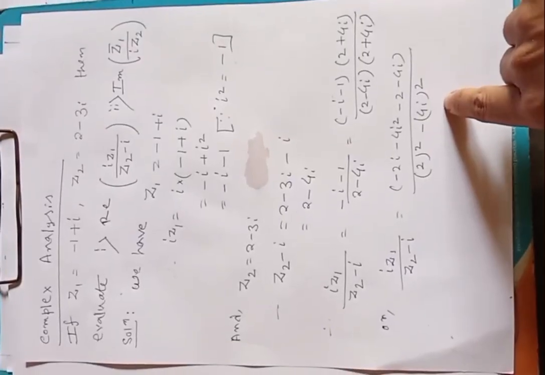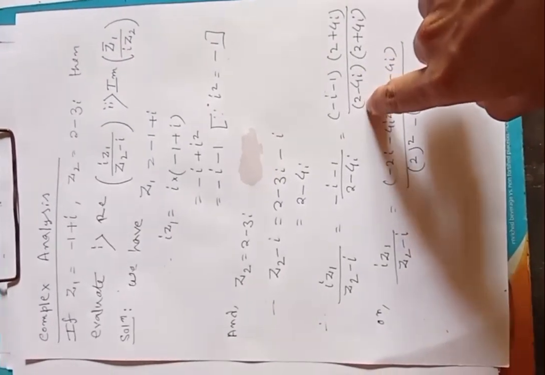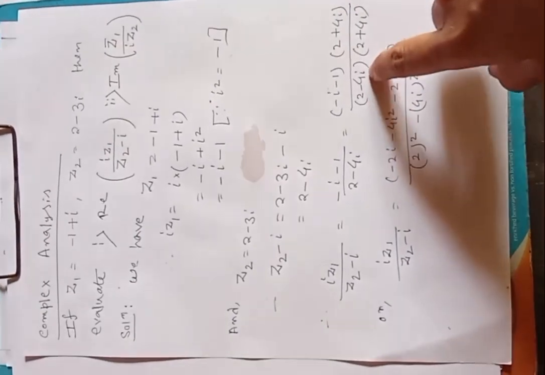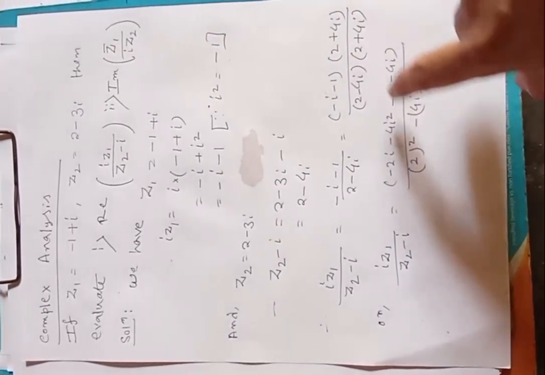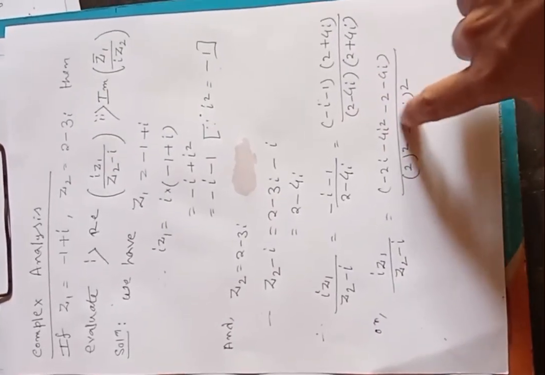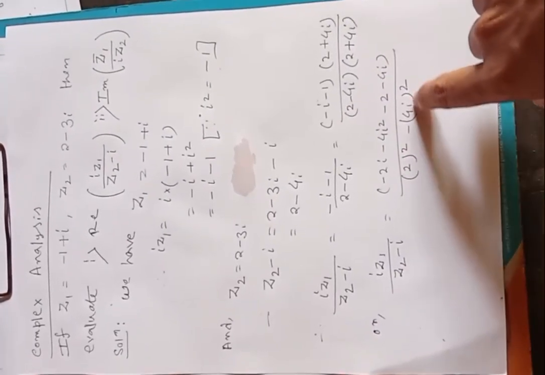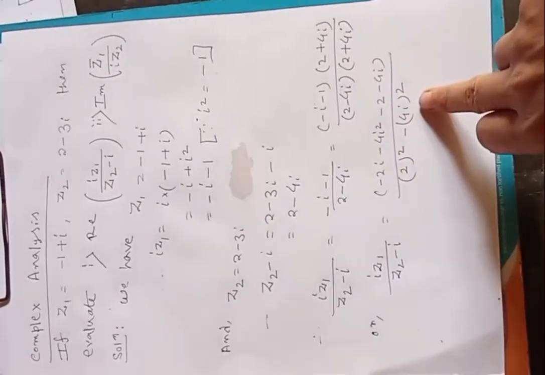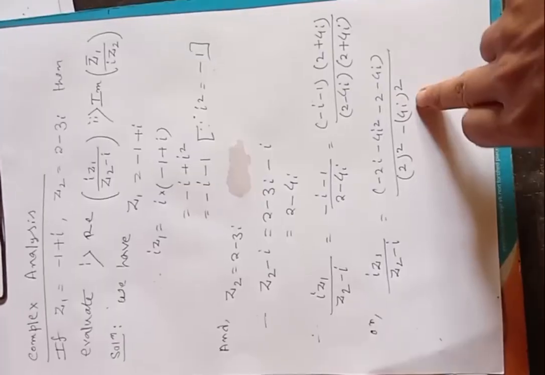In the denominator we have this in the form a minus b multiplied by a plus b. So a minus b multiplied by a plus b will give us a square minus b square. So 2 whole square minus 4i whole square. This is the calculation part of this multiplication.